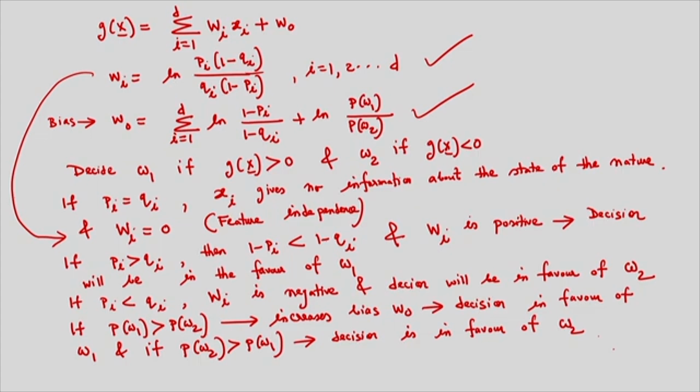From the likelihood ratio we have determined the discriminant function. The discriminant function is represented in this form, with weights wi and bias w naught. After determining this discriminant function, based on the wi and the bias w naught, we can take a classification decision. So this is about Bayesian decision theory for discrete features.